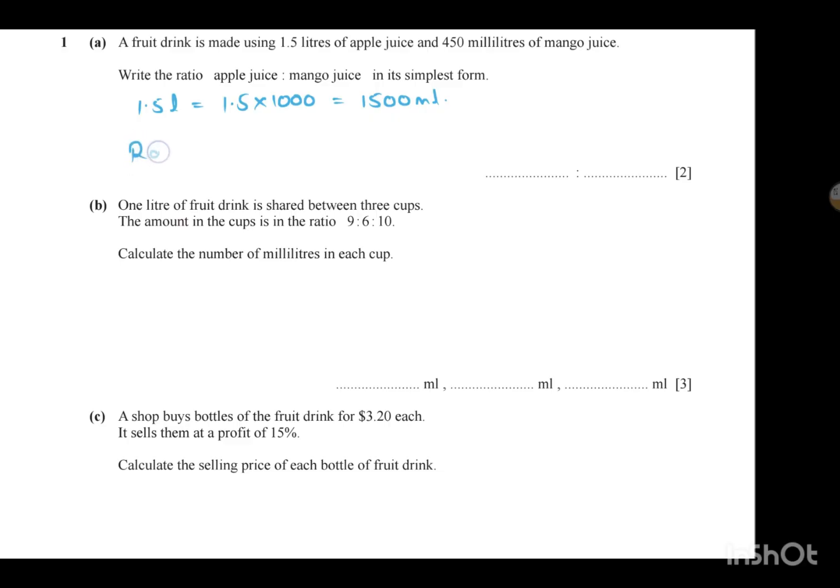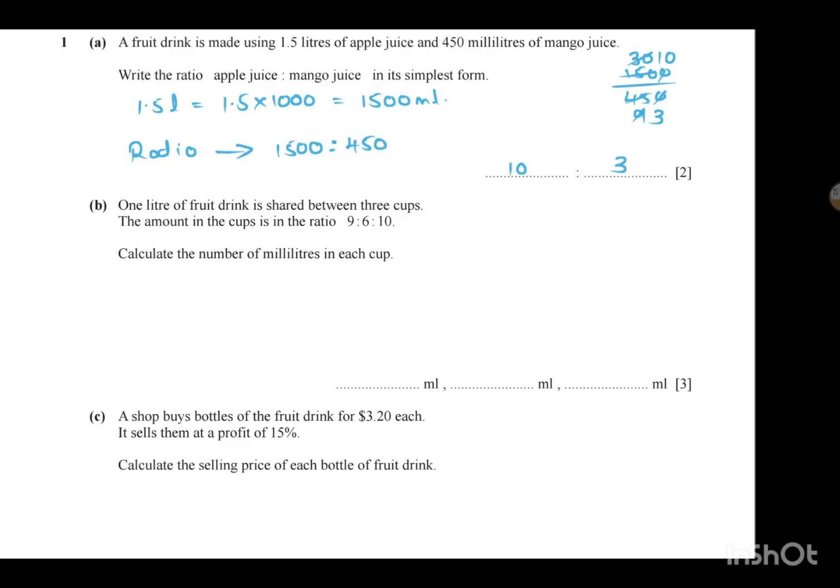So the ratio of apple juice to mango juice will be 1500 is to 450. Write them in the form of a fraction and simplify. Zeros get cancelled. 5 times 9 and 5 times 30. 3 times 3 and 3 times 10. That's it. We cannot simplify more. So 10 is to 3 will be the answer.